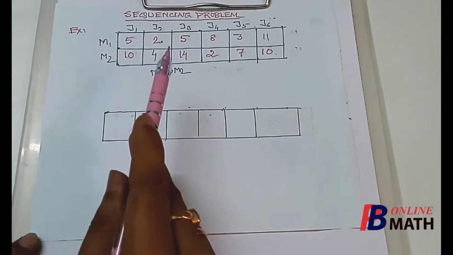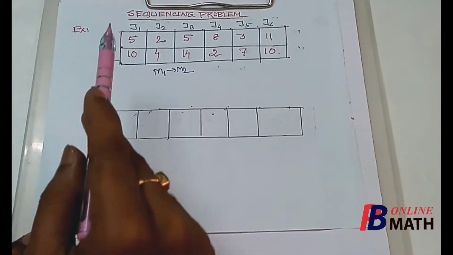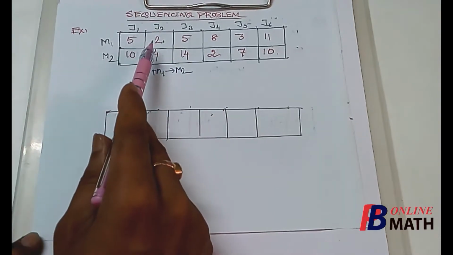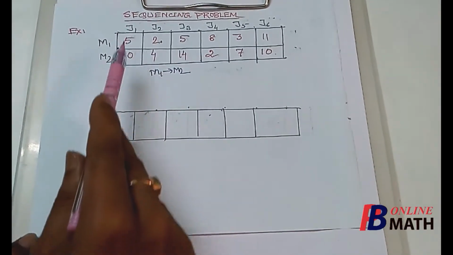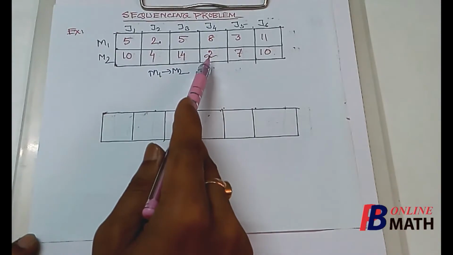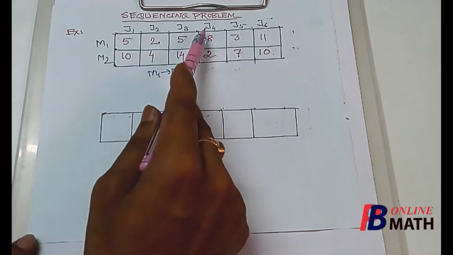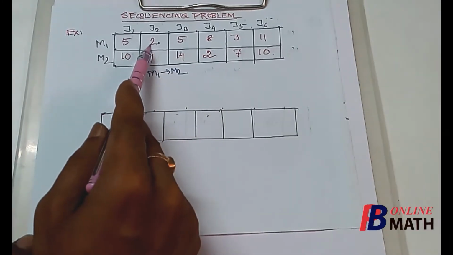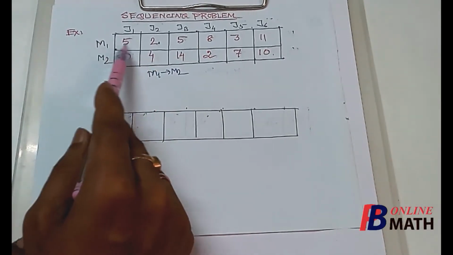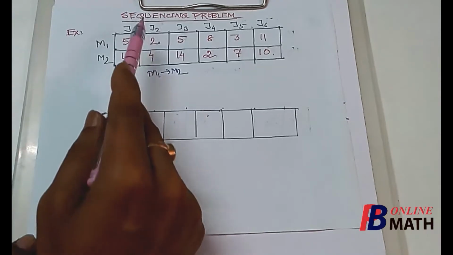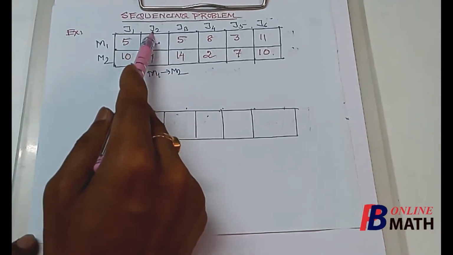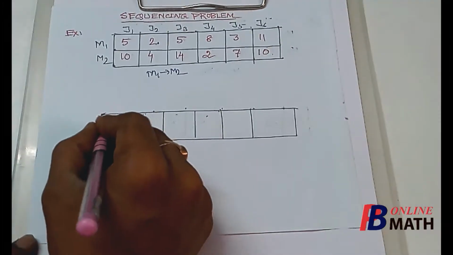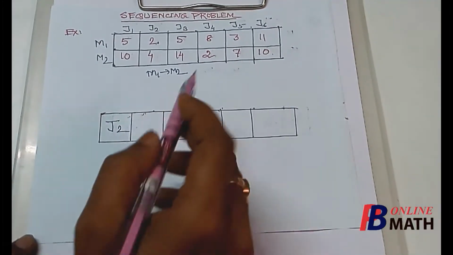We can easily find that the minimum element is 2, and it appears at two places, one in the first row for the job J2 and another in the second row for the job J4. By the rule, since this minimum element appears in the first row for the job J2, we have to put this job J2 at the beginning of the sequence. So we are putting the job J2 first.